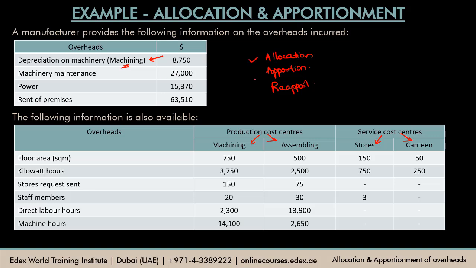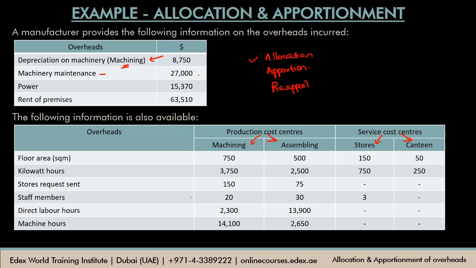So allocation is done and it can be done only for one overhead, because for other overheads it's not clear that which department they belong to. So it means they are general overheads which have been incurred by all the departments. When an overhead is incurred by all the departments, they have to be apportioned on all the departments on a suitable basis. So machinery maintenance, 27,000 has been incurred. We need to look for a suitable basis so that we can apportion these costs over the cost centers.